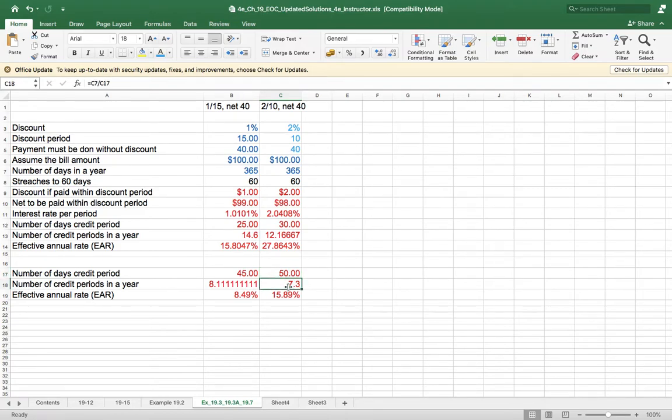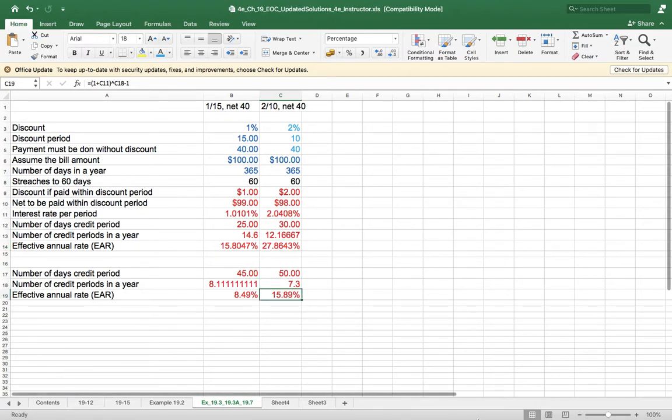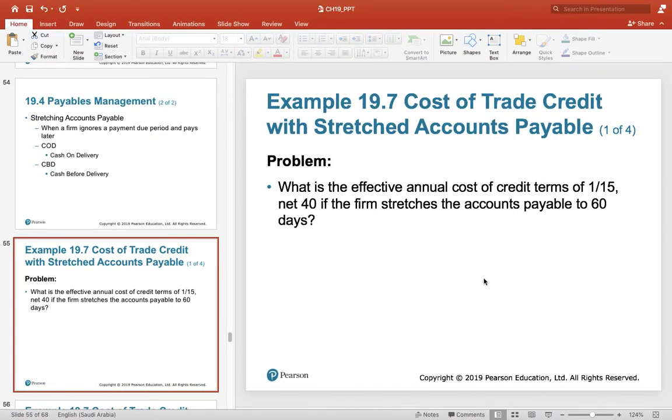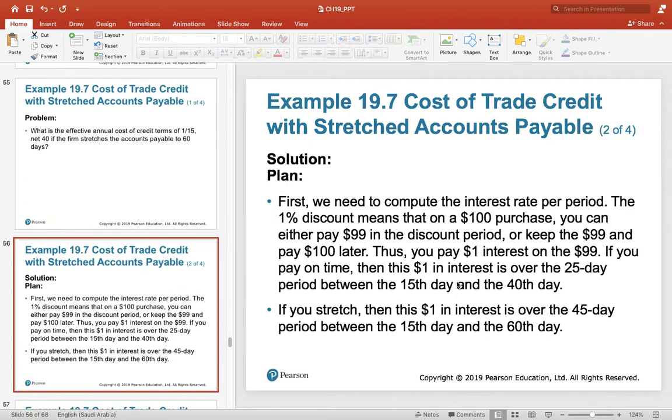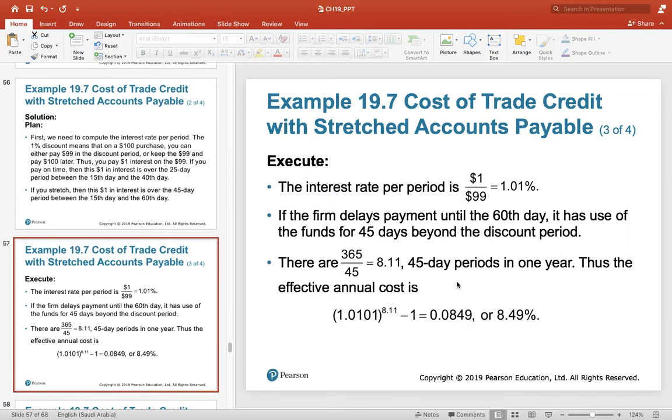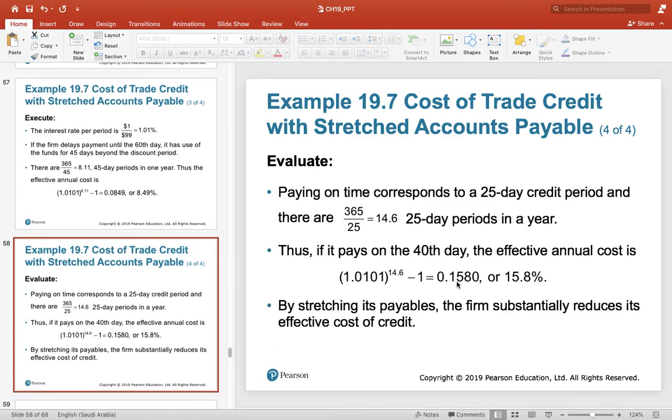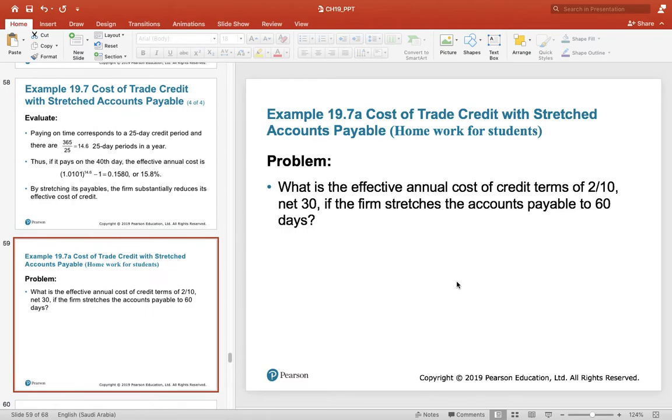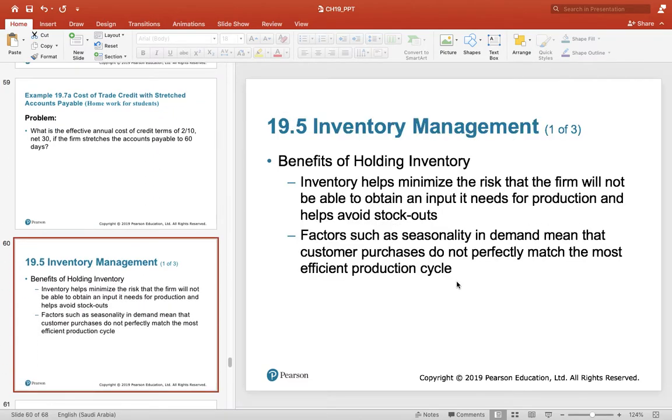How many 50 days in a 365 year? 7.3 times. So the effective annual rate will be 1 plus 2.0408 to the power 7.3 minus 1 is equal to 15.89%. You see, if you are paying on the 40th day, the cost of capital was 27.86%. The same if you are stretching to 60 days, it reduces to 15.89%. So you can always check whether you can stretch the payment to some more days without tarnishing your reputation. So it is being calculated here in the spreadsheet. We have already done it. Homework for you for the next question. Already we have done it.